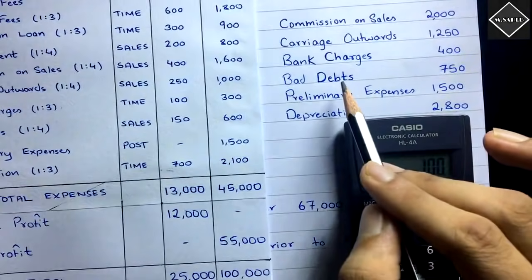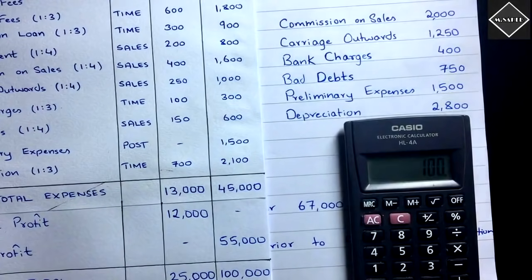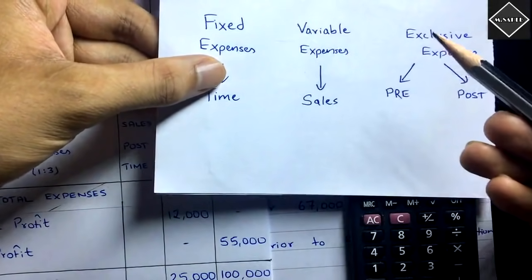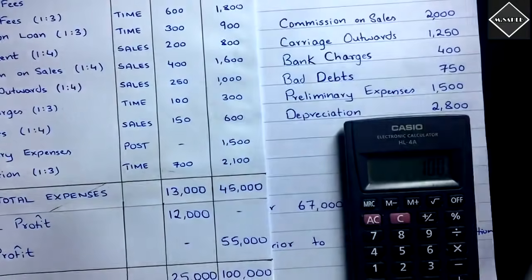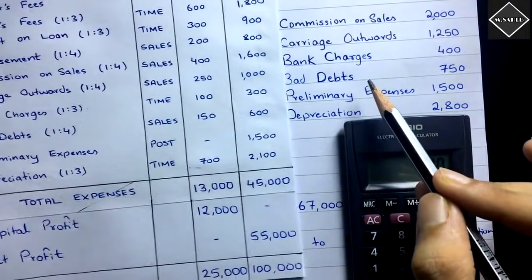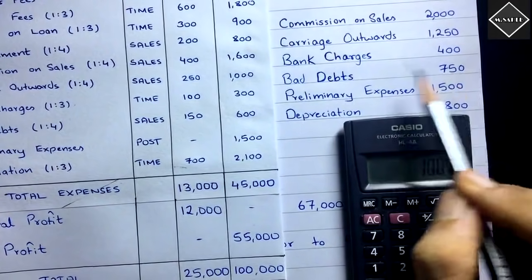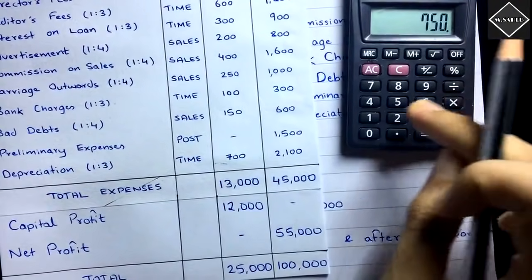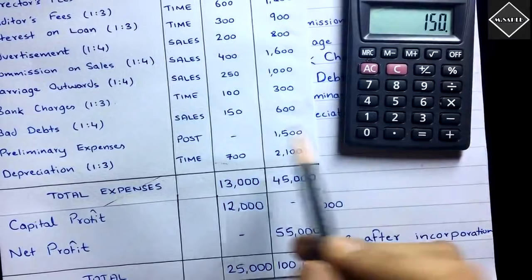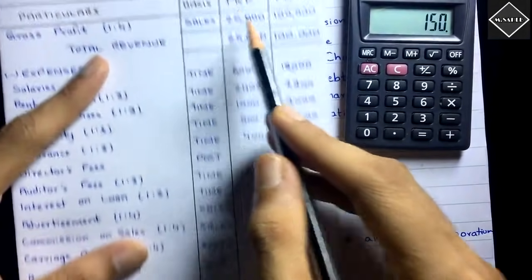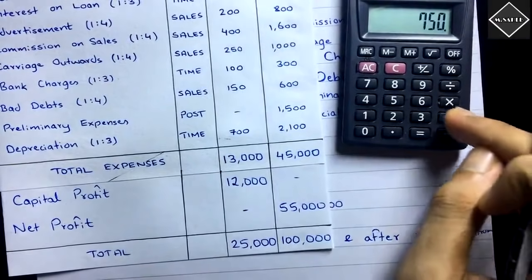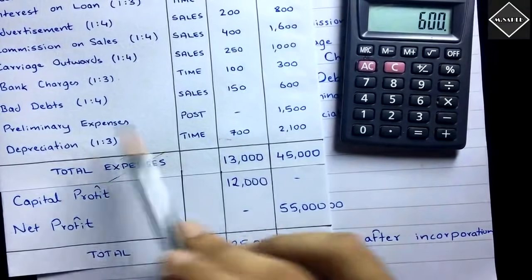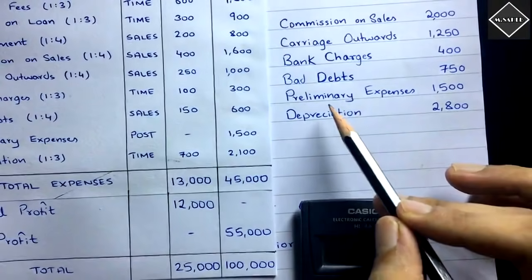And then we have bad debts. Now bad debts is related with sales. Why? Because if you sell more goods on credit, then the chances of bad debts is more, so the bad debts are directly connected with the sales ratio. So it will go on the sales ratio, 750. Sales ratio is 1:4. So into 1 divided by 5, you get 150. So 150 will go to the pre-column, and then the remaining, 750 minus 150, is 600. 600 will go to the post column. Simple, right? Bad debts, sales ratio, and then we have got preliminary expenses.